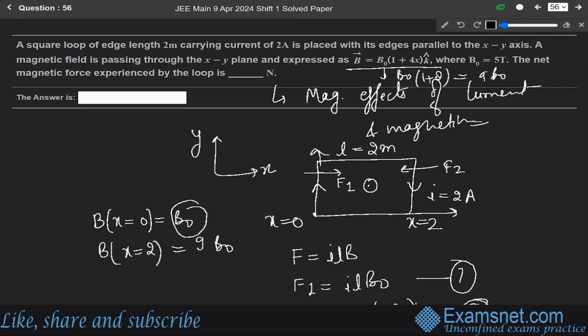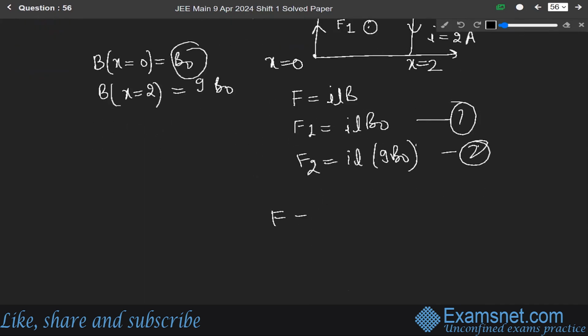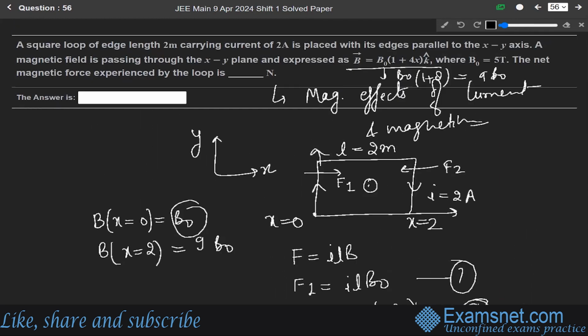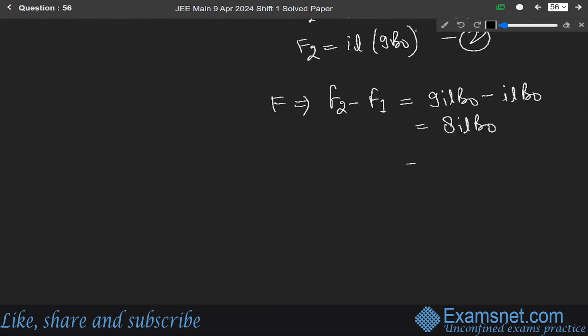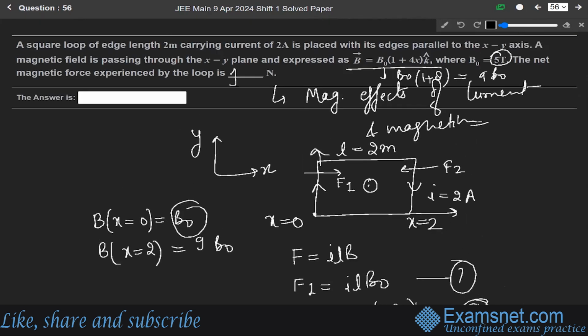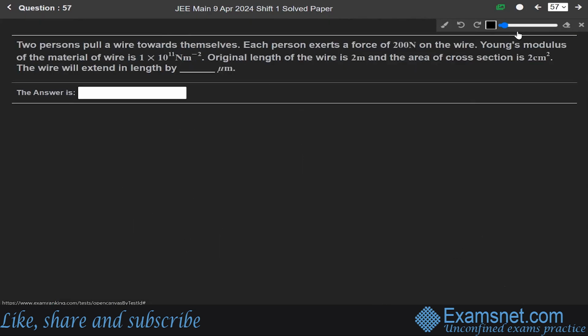So the magnetic force F will be F2 minus F1, the change in the force. So it will be 9 I L B naught minus I L B naught, which equals 8 I L B naught. Current is 2, length is also 2, and B naught is 5 Tesla. Just put the values: 8 into 2 into 2 into 5. It will be 40 into 4, so it will be 160 Newton. The force will be 160 Newton here.